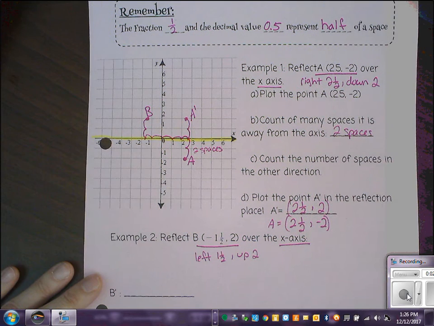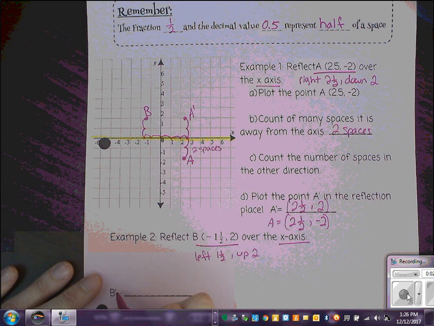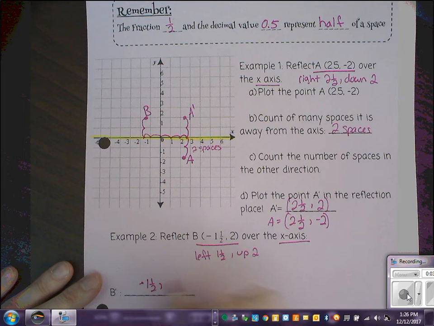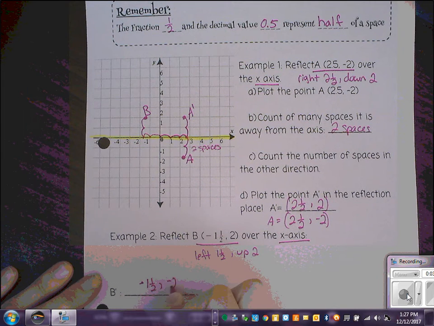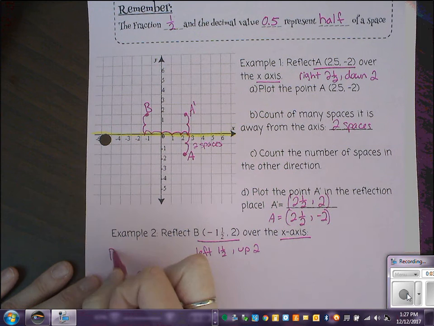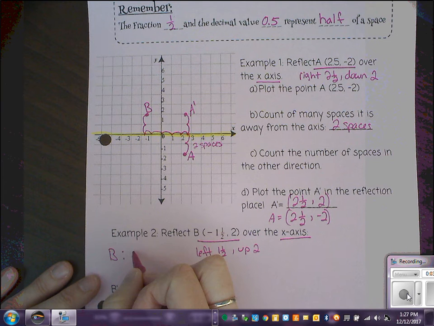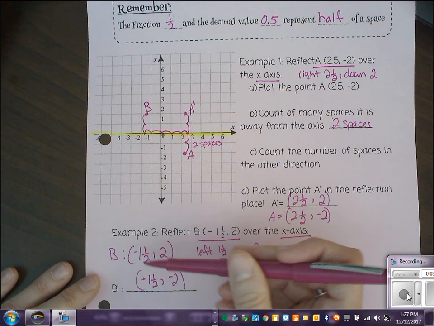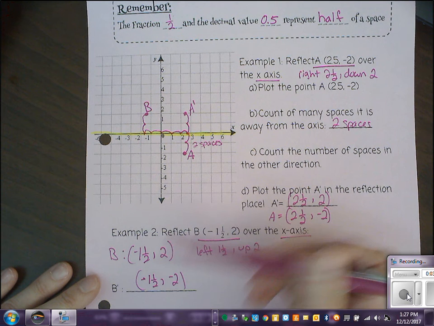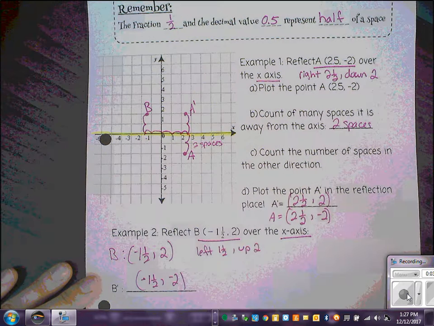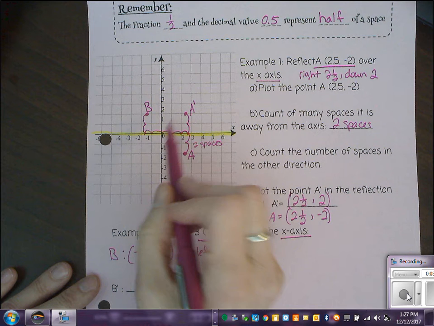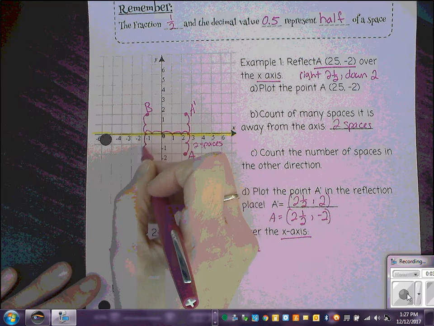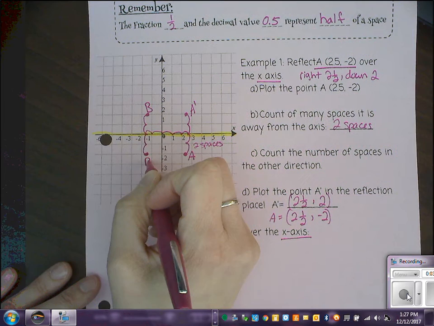The y value will change. So our B prime is going to be -1.5, and 2 is going to be -2. Because B, our original, was -1.5, and our y was 2. Our x stays the same. When we reflect over the x-axis, our y becomes the opposite. So please graph that now. We stay at -1.5, and we're going to go down 2, 1, 2. And we label this B prime.